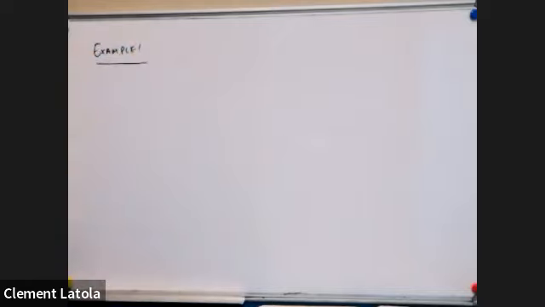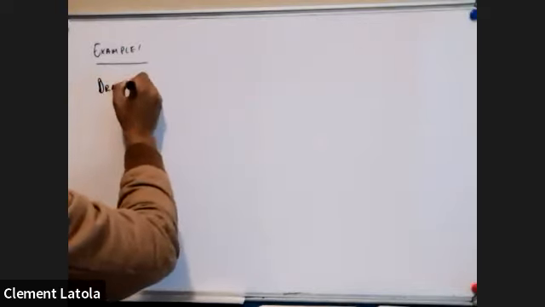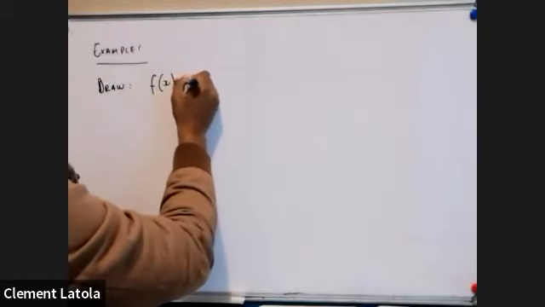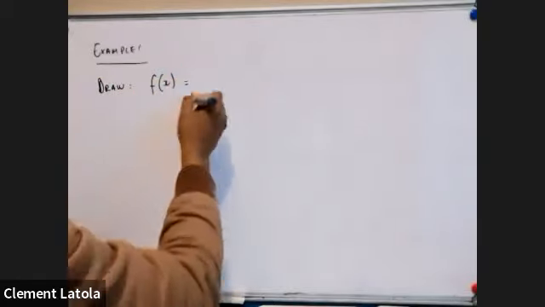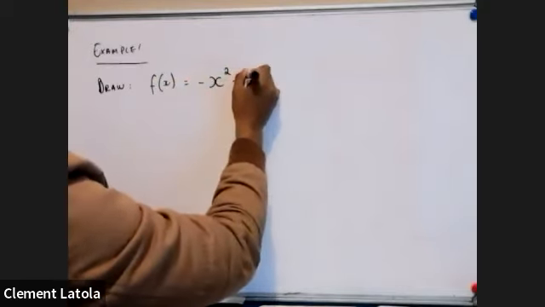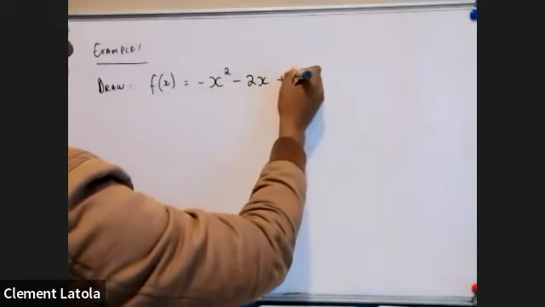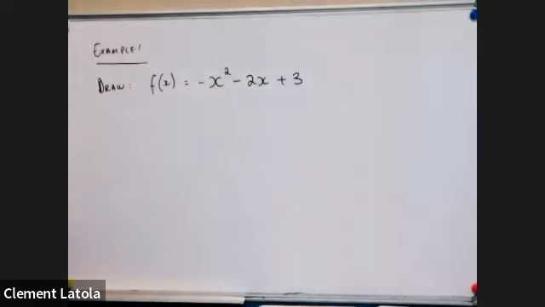Okay. First example. This example is about drawing a graph. We are going to draw the graph negative x squared minus 2x plus 3. Negative x squared minus 2x plus 3.